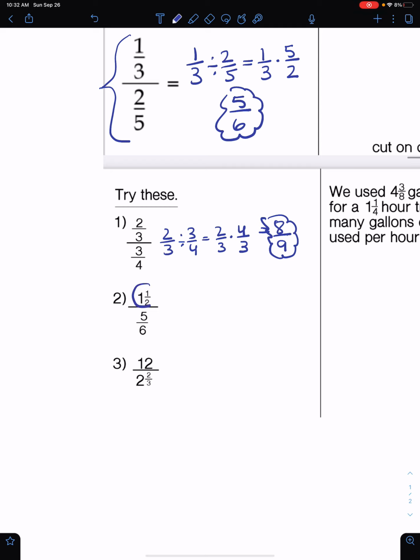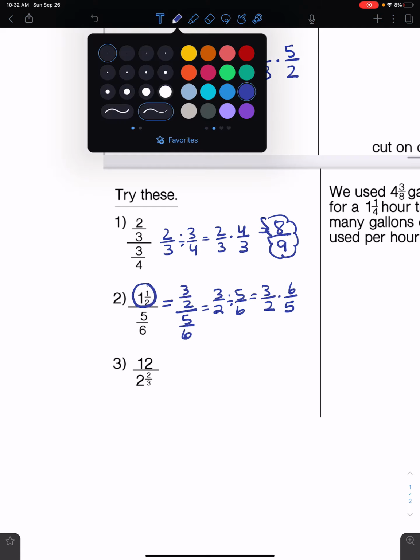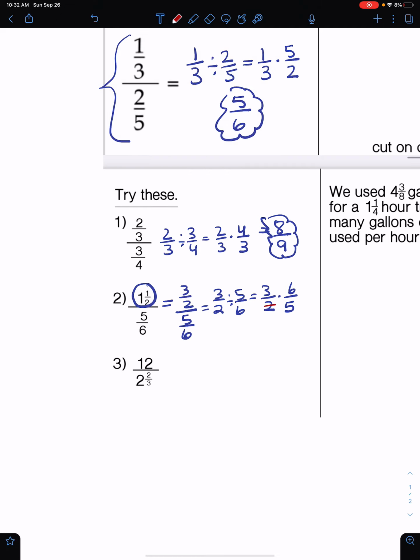All right, what do we do when it has a mixed number? We're going to change that to improper and go from there. So this is like 3/2 divided by 5/6, which is 3/2 times 6/5. That is going to be something we can either simplify or cross-cancel. I like to cross-cancel, as you know by now, and I also like to leave my answer as an improper fraction, but if you want to leave it as a mixed number, that's totally fine.